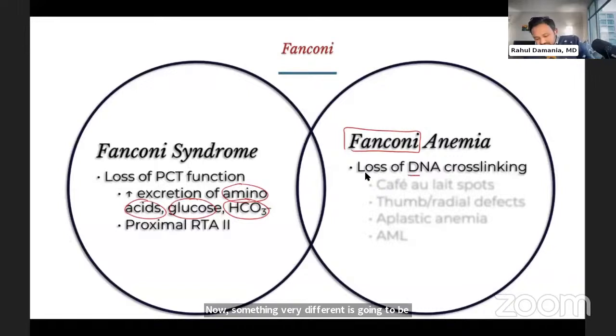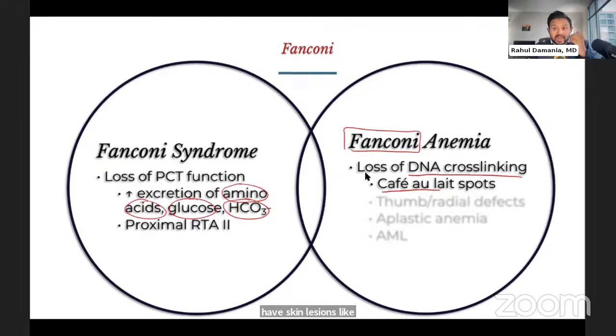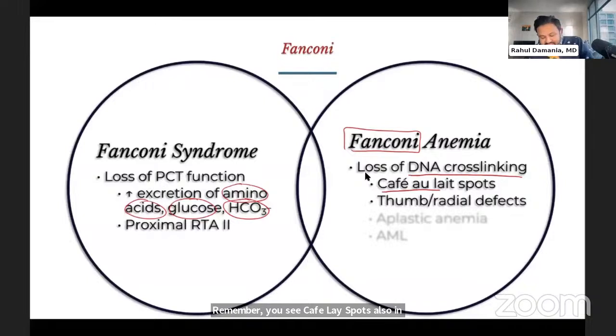Now, something very different is going to be Fanconi anemia. This is where you're going to have a loss of DNA cross-linking. So if you can't repair DNA effectively, you're going to have skin lesions like cafe au lait spots. Remember, you see cafe au lait spots also in neurofibromatosis. You can also have thumb and radial defects. This is kind of the hallmark sign on physical exam, or they can give you a hand x-ray that shows the absent radius or two thumbs.